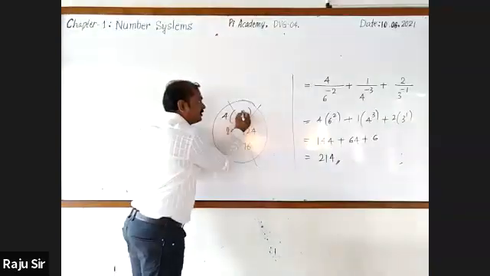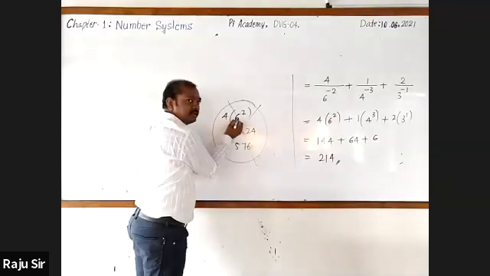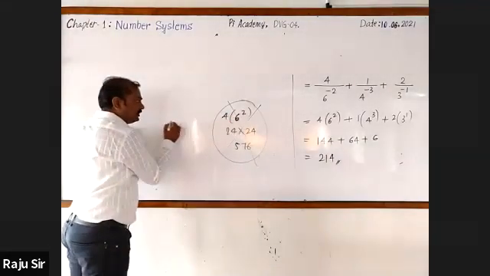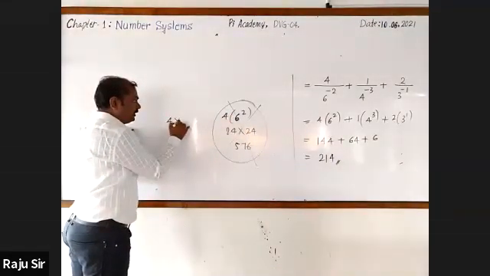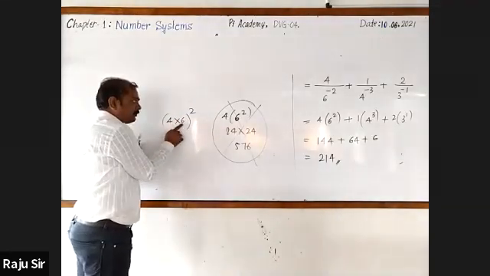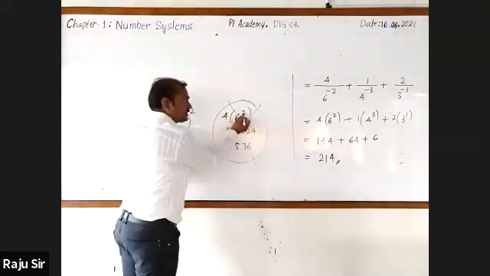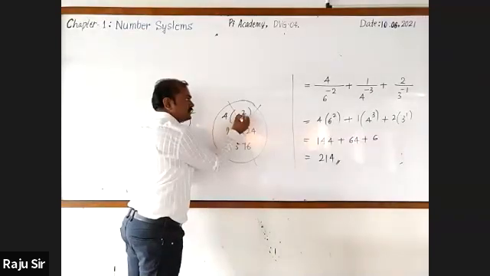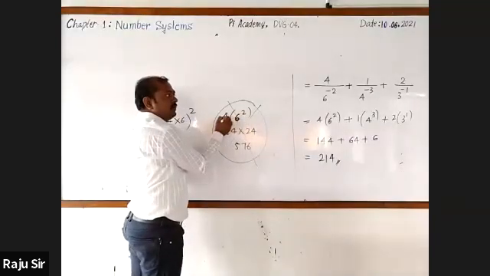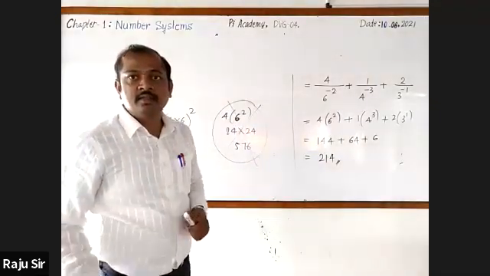First, square should be applicable to this number. You should not multiply it directly. If it were written as 4 into 6 whole square, then 4 sixes are 24, and 24 square is 576. Now square is applicable to only 6. So 6 square is 36. 36 4s are 144. Got it? Have you understood? Yes, sir. Okay.